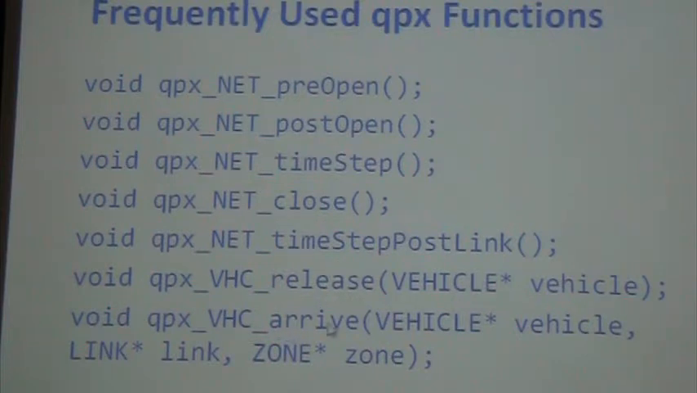And when a vehicle has arrived at its destination, this arrive function will be called. So Paramex will give you the current vehicle ID or vehicle pointer, the current link pointer, and the current zone pointer. All right? No question? Let me give you the first example.